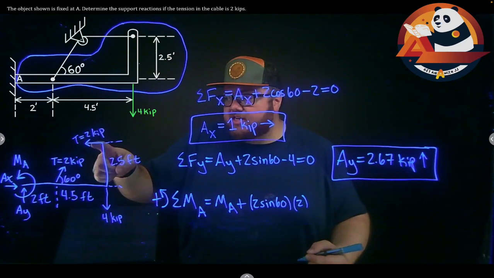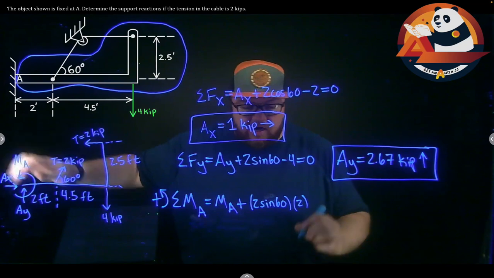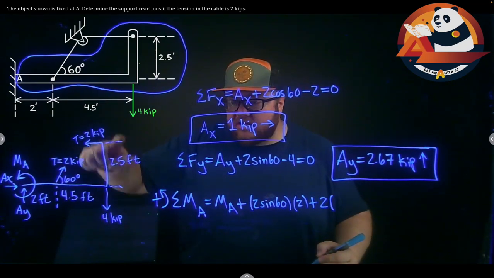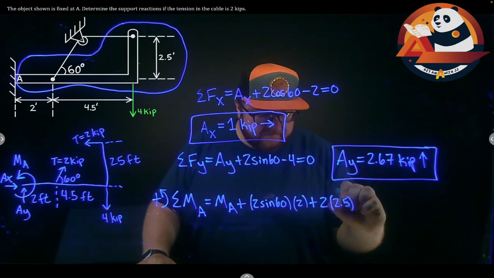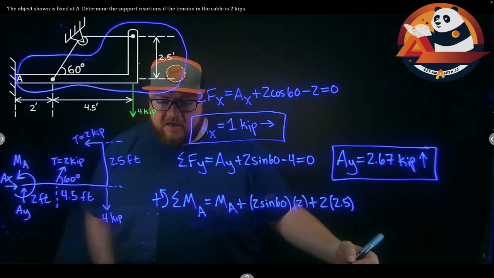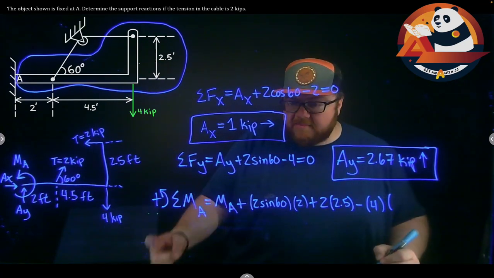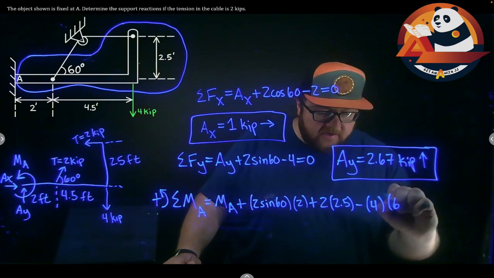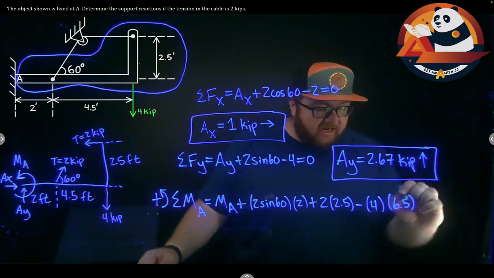Up at the top, I have another 2-kip cable. It's the same cable, another time that it shows up. It would also cause a counterclockwise rotation. So I'll add this in. Plus 2 times my vertical distance here, 2.5. And then finally, my 4-kip force is going to cause a clockwise rotation. So I'll subtract it out. Minus my force is 4, and my distance is 4.5 plus 2, 6.5 times 6.5, which is going to get me, that's everything causing moment.